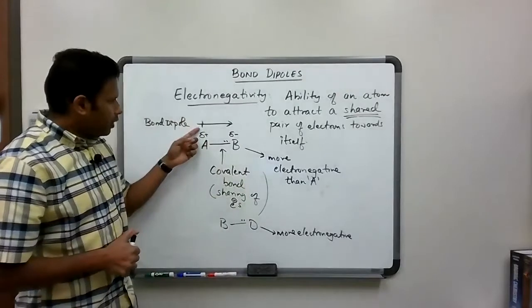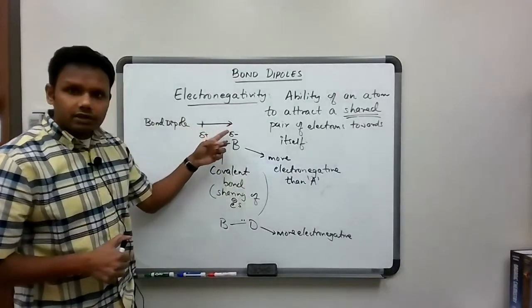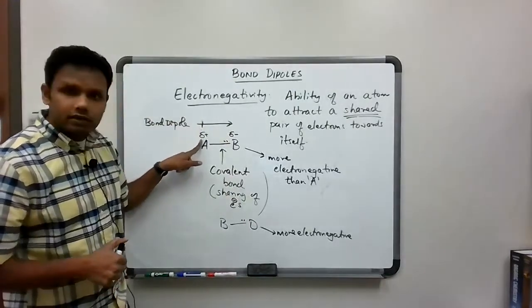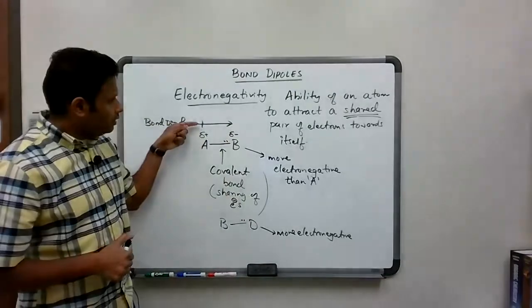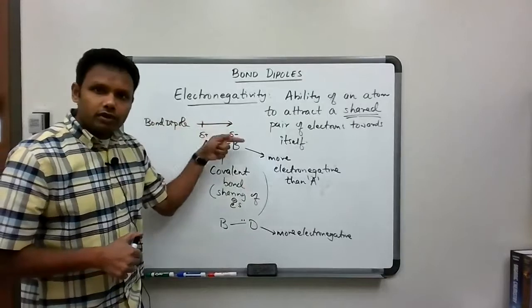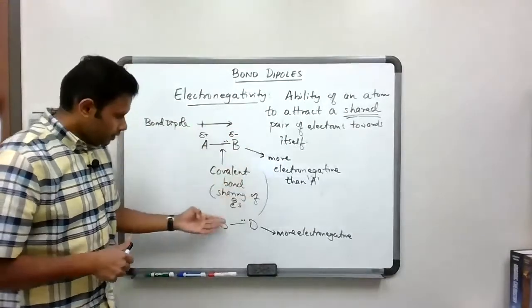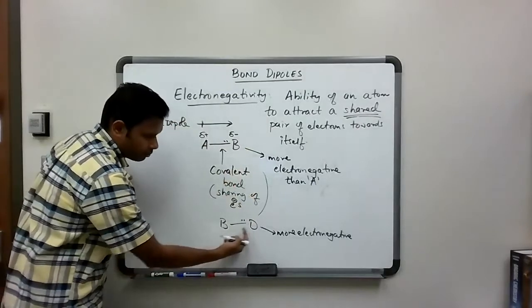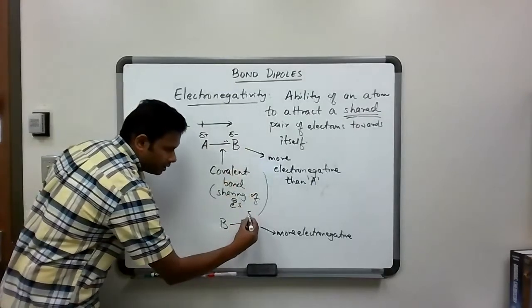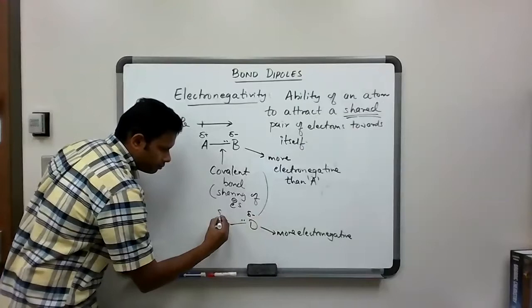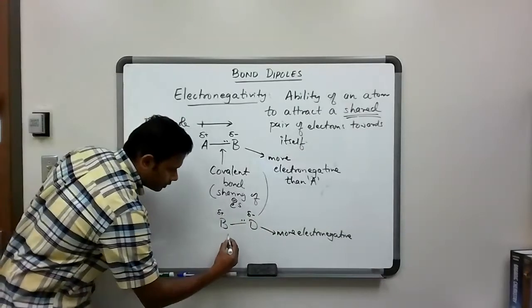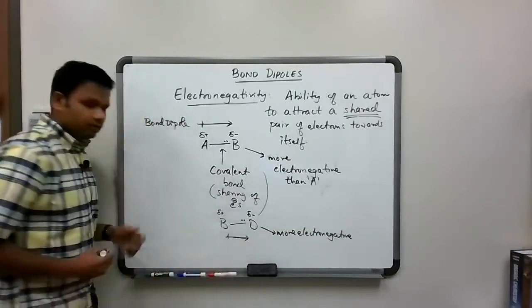But the bond dipole is shown by using this arrow, where the positive end of this arrow is on the del positive, and the arrow itself points towards the negative end. For this particular hypothetical bond between B and D, D is going to be del negative, B will be del positive. So the bond dipole here would be shown like this.